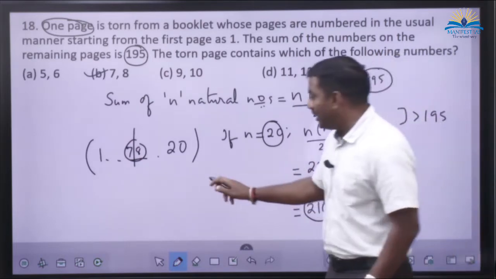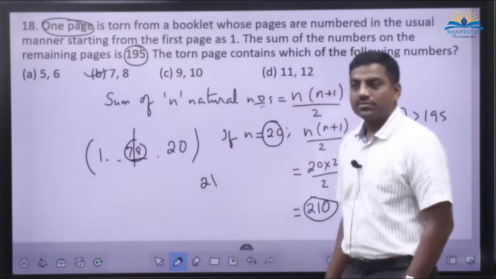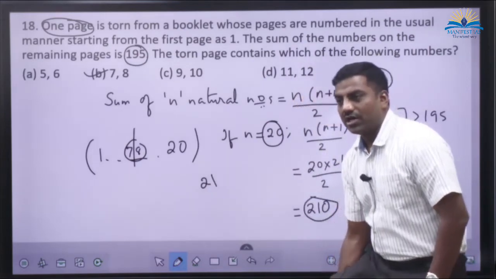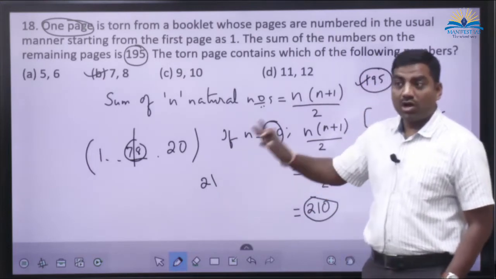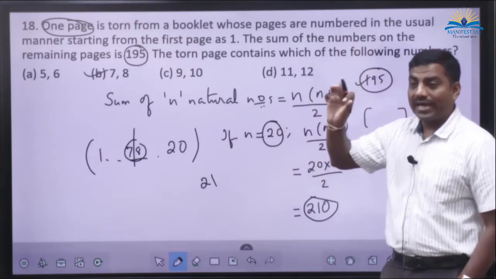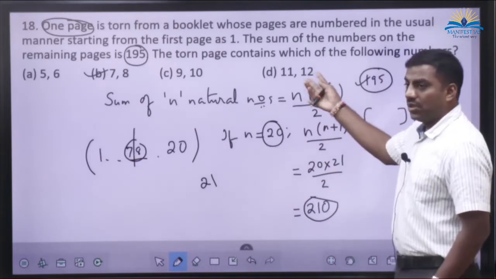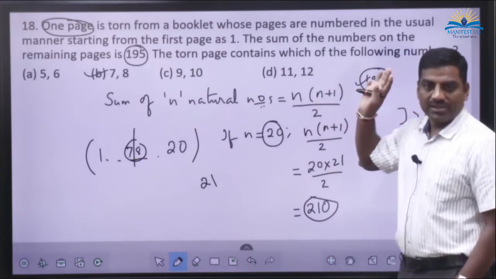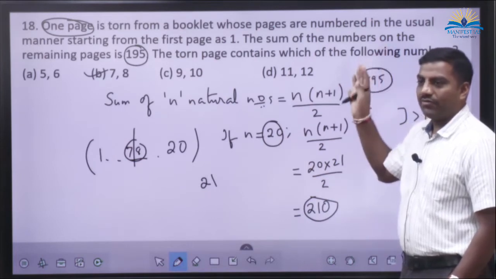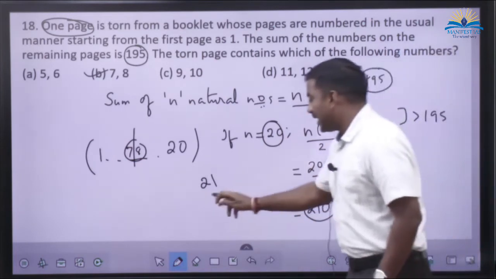You would have gone for 21 also. Already we have got 210 here, plus one more page, it would have gone to 231. But what did I tell? Maximum, where can we go? 23 plus 195, that is 218. Beyond that we need not go. You would have taken 19 also.